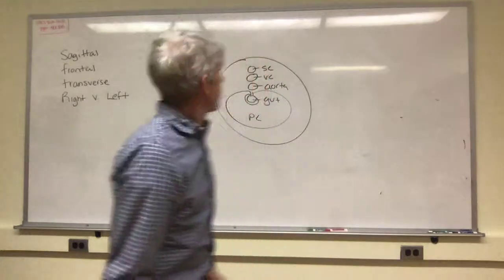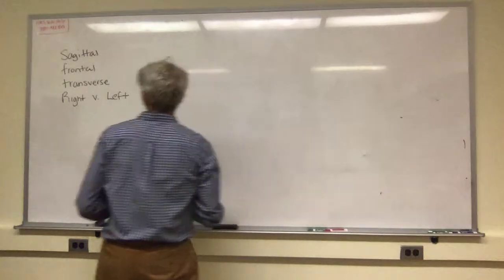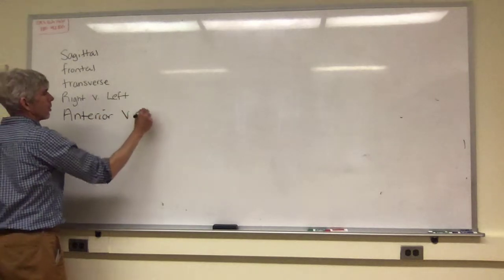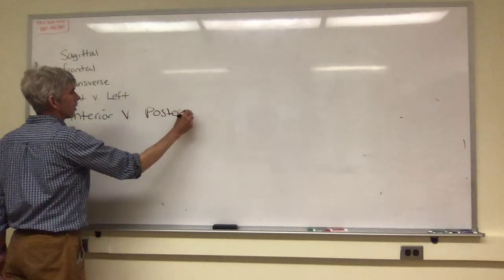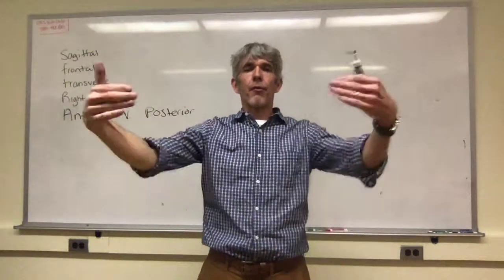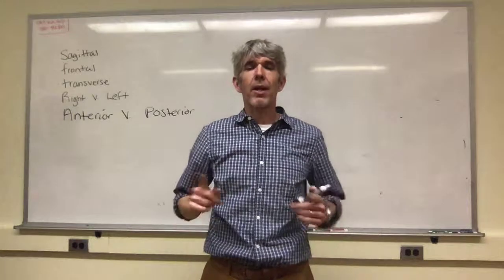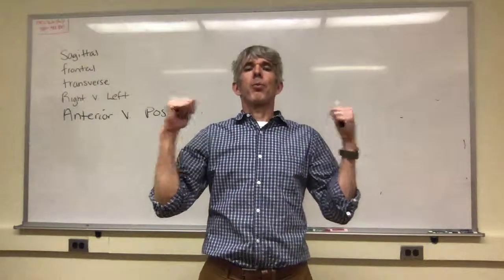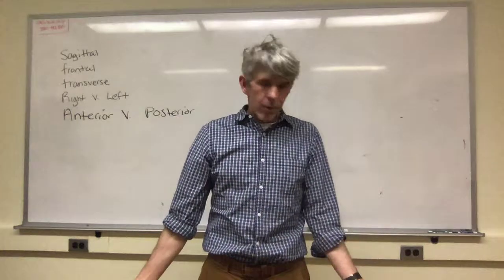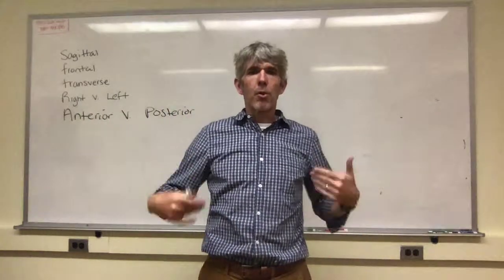So the first set of directions is anterior versus posterior. If we take a frontal section of me, anything in front of that is anterior to anything behind that section. Okay, so anterior is toward the front, posterior is toward the back, right? And we use anterior and posterior for the head, the neck, the trunk, lower limb, upper limb, for most of the body.